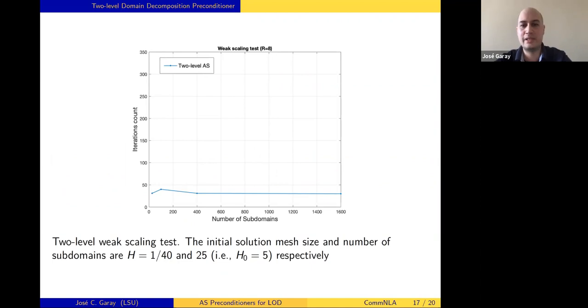Here we have the number of subdomains proportional to the size of the problem. So essentially you can think of the number of subdomains as the number of processors. I increase the size of my problem, and I increase the number of subdomains, and the number of iterations should be bounded, which is the case.